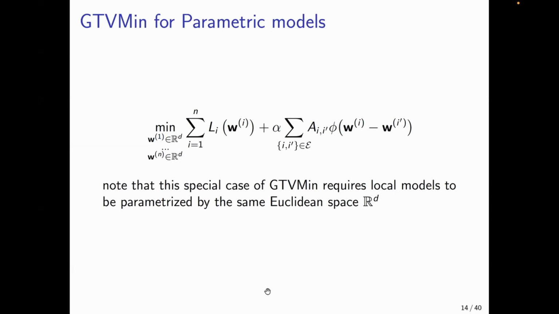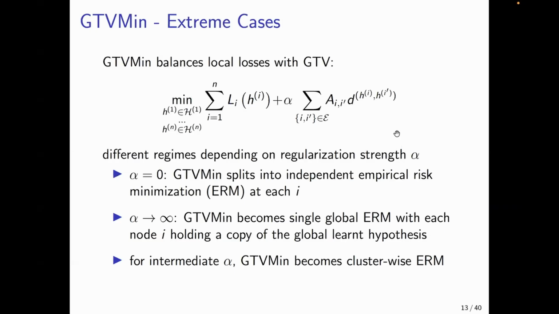And this could be restrictive. In many federated learning applications, you might have some nodes with a bigger artificial neural network and other nodes with a smaller artificial neural network. Then this doesn't work here anymore, so you cannot use this instance of GTV-min. You would need a GTV-min with different dimensions for each node. But this is easily covered in the more general setting. So you can have one hypothesis space being an LLM or a transformer network with 1 trillion parameters.